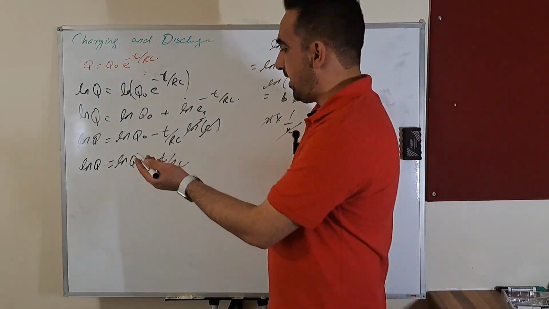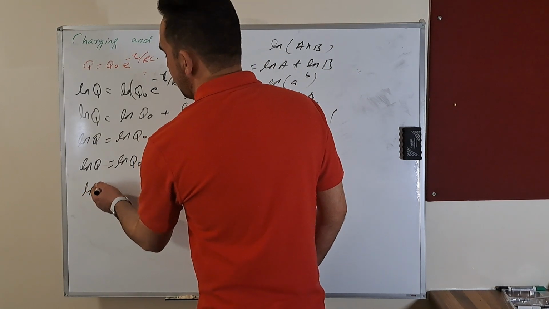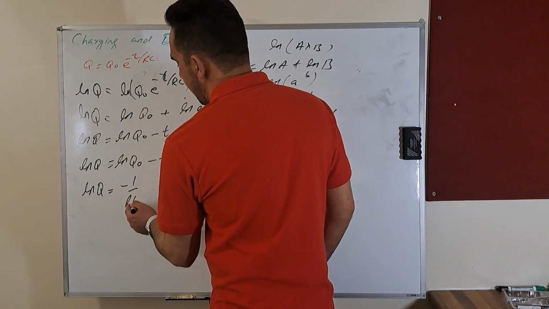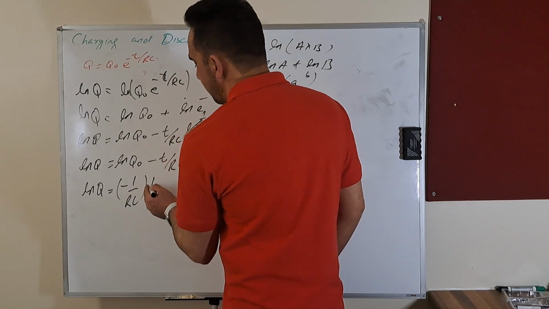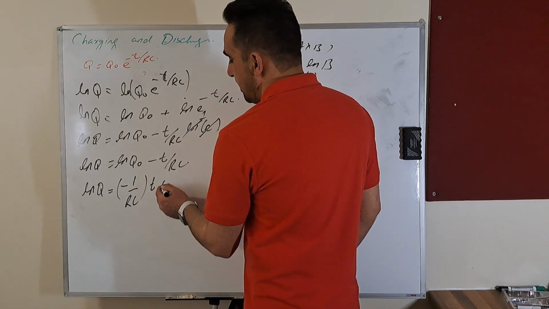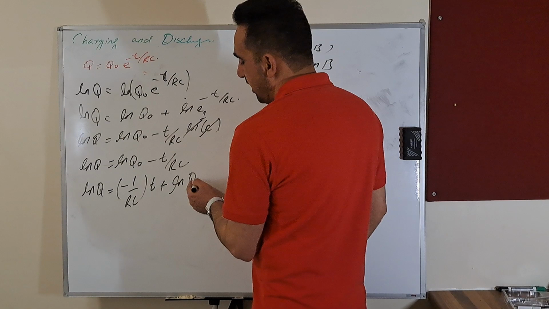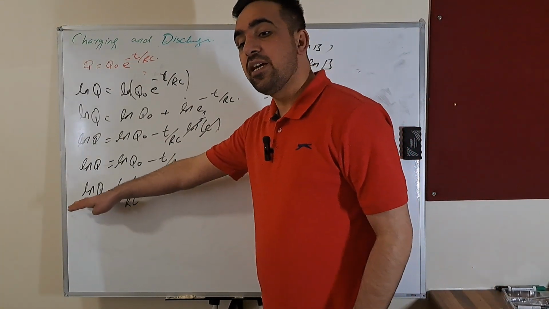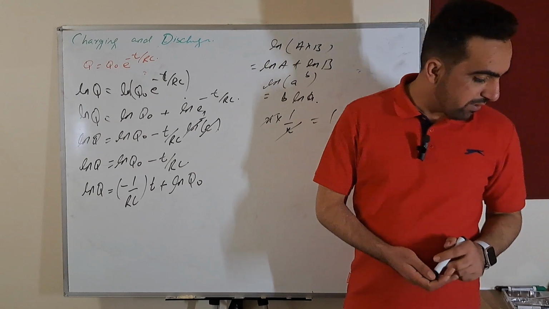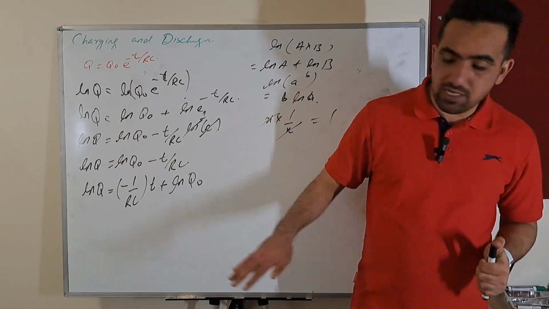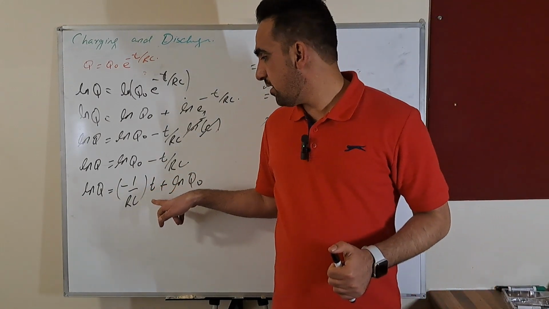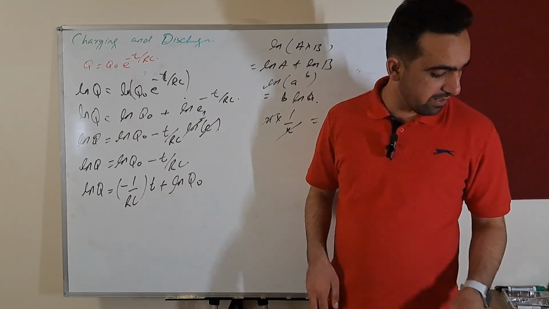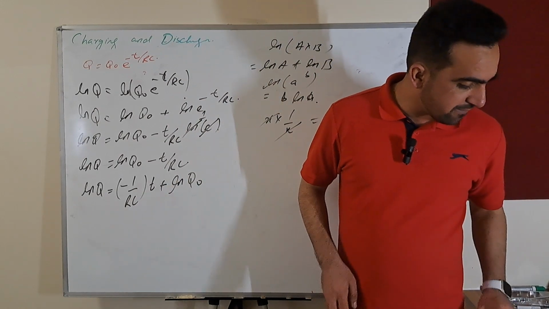So this formula, and then you can simply write it, natural log of Q is equal to minus 1 divided by RC into t plus natural log of Q naught. I have just changed the order. So this is the formula which you can use, and you can plot a graph of natural log of Q versus time. Okay, and because natural log of Q naught will remain constant.